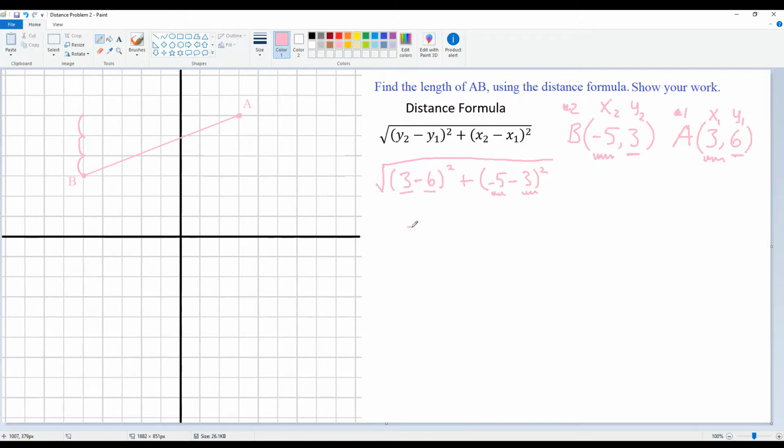So 3 minus 6 is -3 squared plus -5 minus 3 is really -5 plus -3, which is going to be a bigger negative number. It's going to be -8. When you square a negative number, you get a positive number. So -3 as a quantity squared is -3 times -3, so it's going to be +9. And then 8 squared is 64.